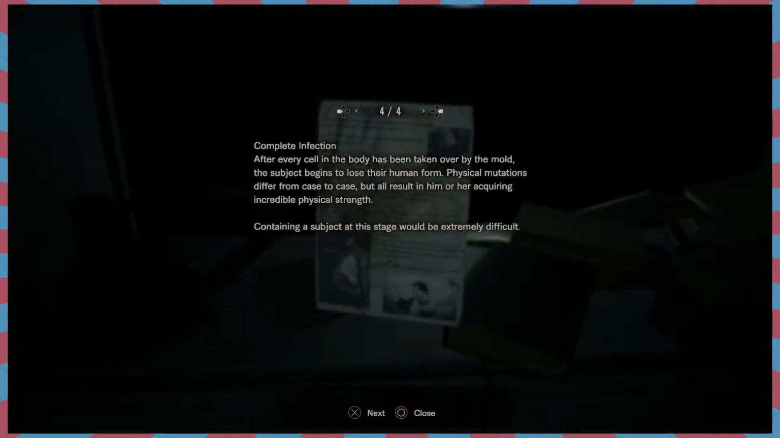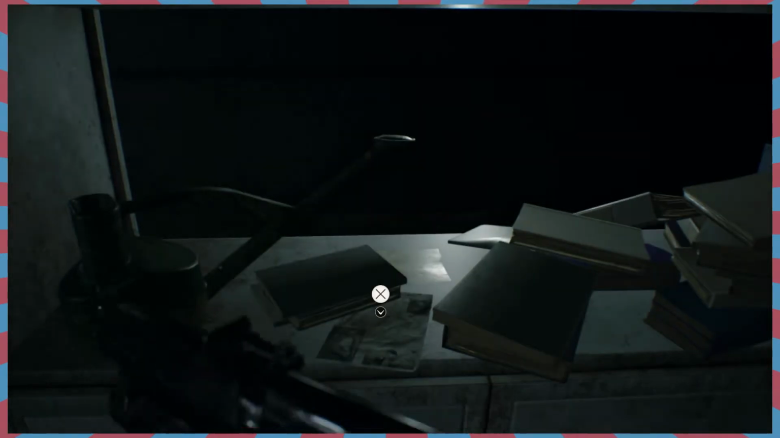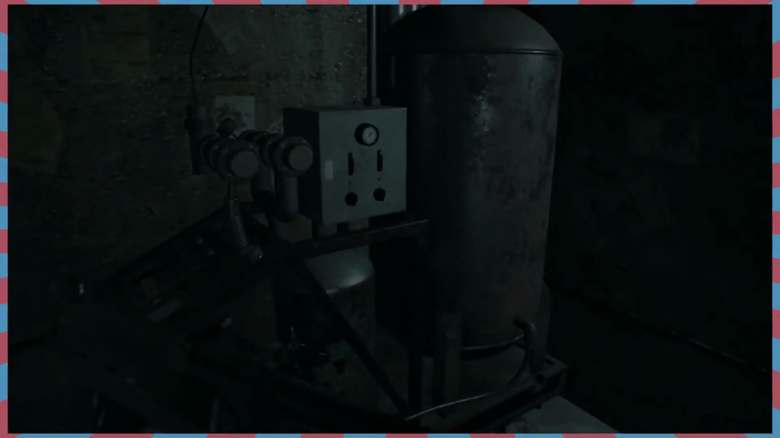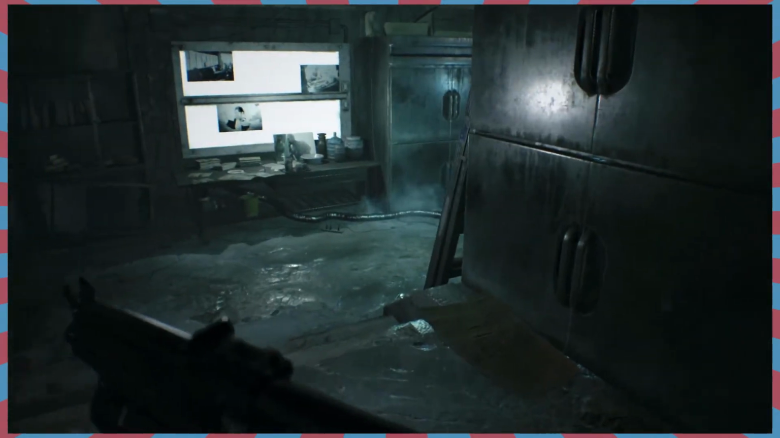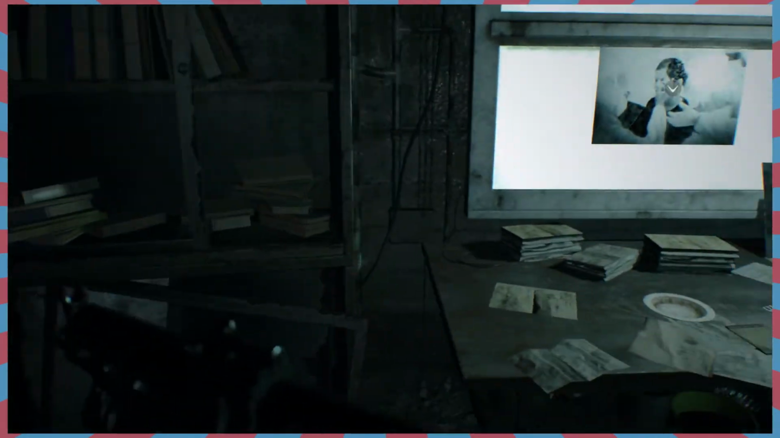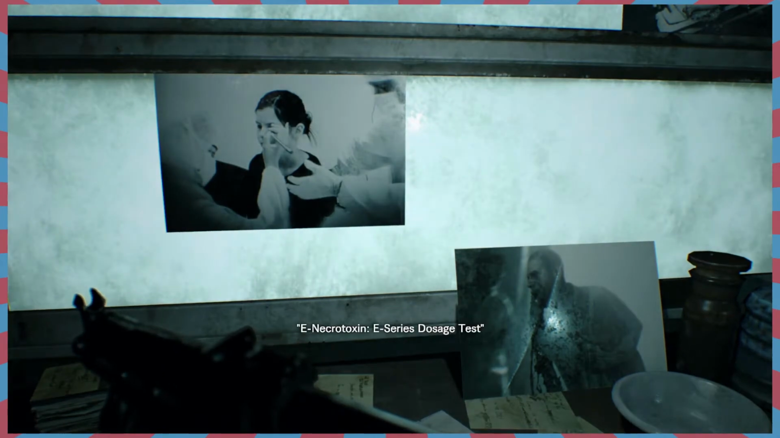Step 3. Complete infection. After every cell of the body has been taken over by the mold, the subject begins to lose their human form. Physical mutations differ from case to case, but all result in him or her acquiring incredible physical strength. Containing a subject at this stage would be extremely difficult. So it sounds like Marguerite and Jack, obviously, are both completely under those, that last phase. Jack especially just went all nutso.